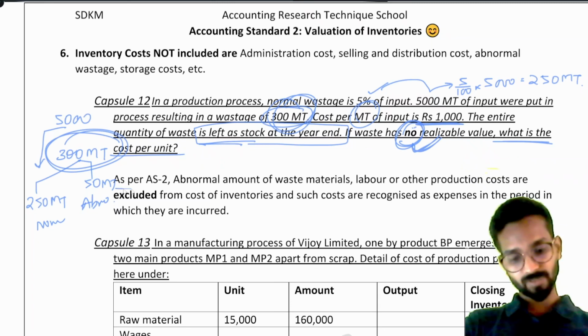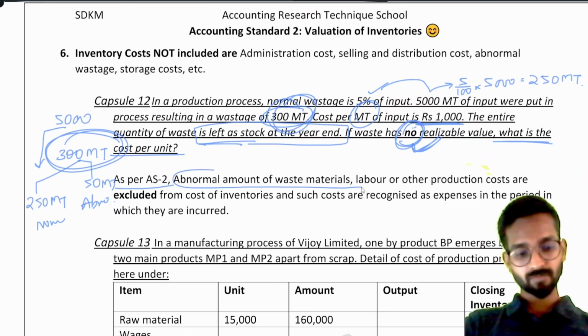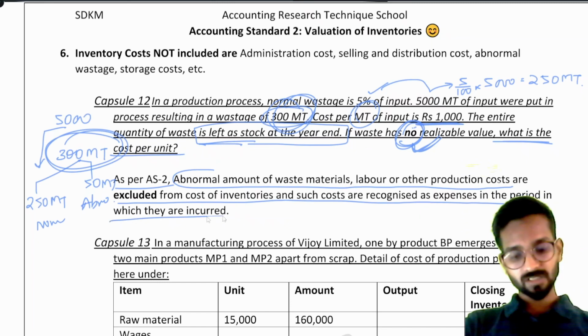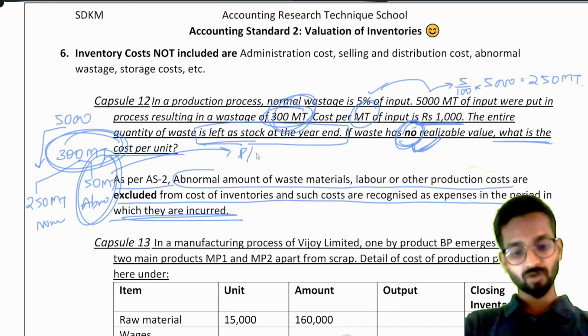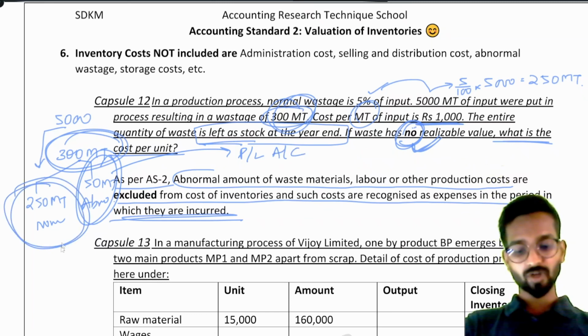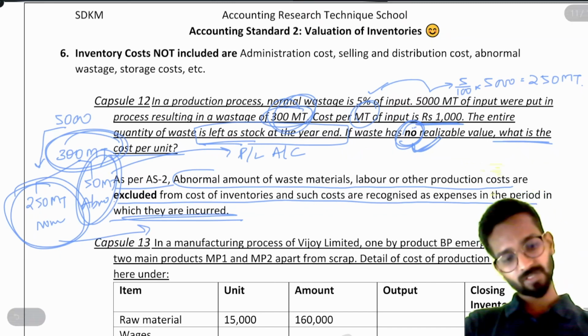See, as per AS 2, abnormal amount of waste, material, labor or other production costs are excluded from the cost of inventory, and such costs are recognized as expense in the period in which they are incurred. So, whatever value is left in the stock, the amount of abnormal cost, this will go in your profit and loss account, and whatever is your normal loss, that normal loss you will reduce from the main units or the main output. We have already solved so many questions about this in the previous video itself. Please go and check.